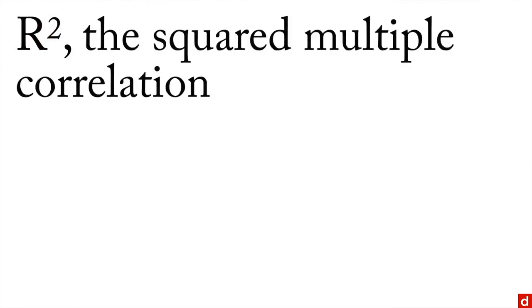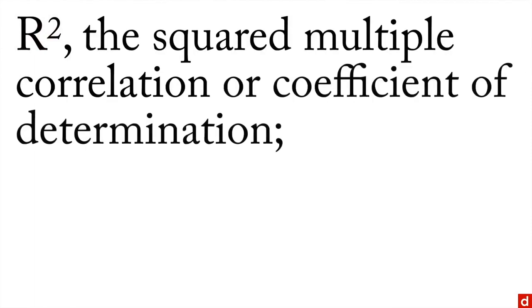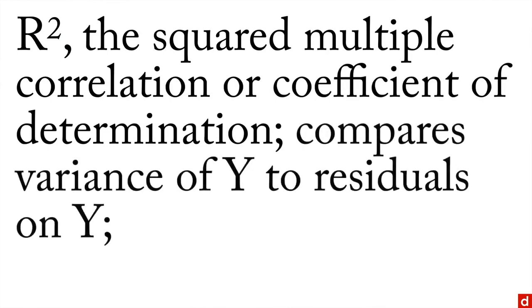First off is R-squared. This is the squared multiple correlation, or the coefficient of determination. And what it does is it compares the variance of Y. So if you have an outcome variable, it looks at the total variance of that and compares it to the residuals on Y after you've made your prediction.